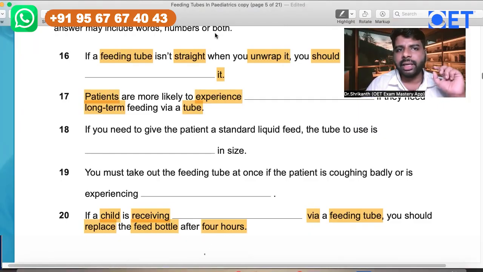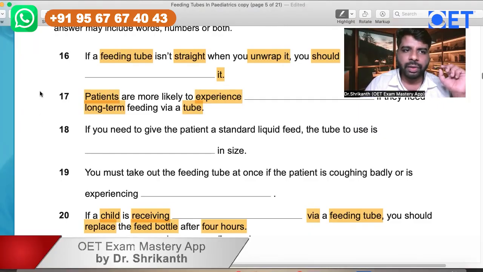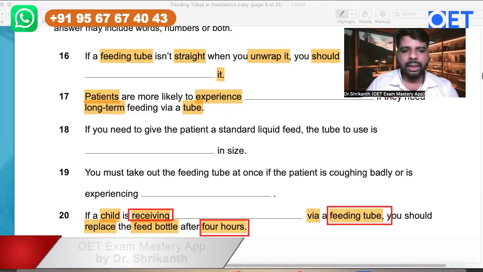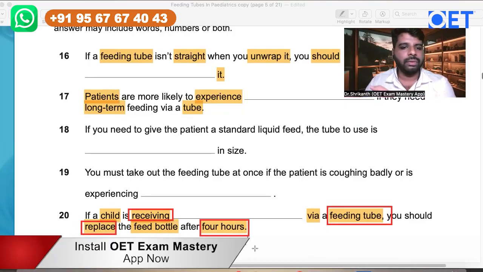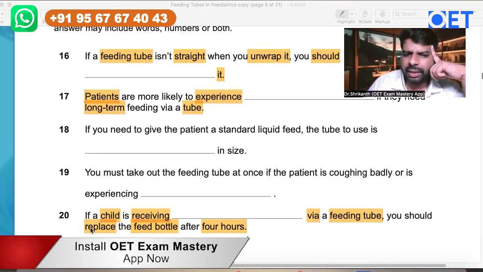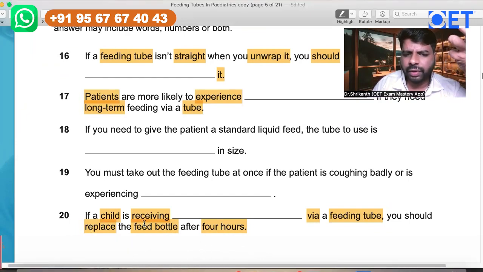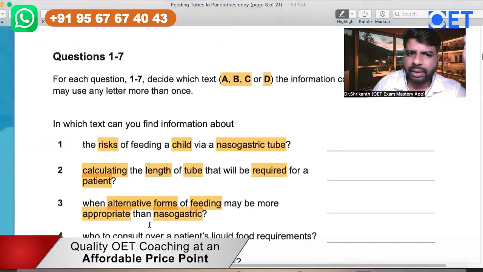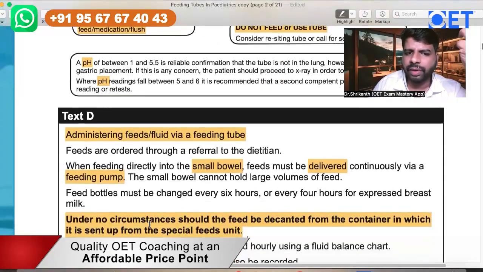So what are the keywords over here? The keywords are 4 hours, feeding tube, receiving something, and replacement. Something needs to be replaced after 4 hours if a child is receiving something from the feeding tube. All these things should be in your mind. Now, what is your intuition telling? Feed, right? So it is maybe going to be in text D, because text D is about feeds.